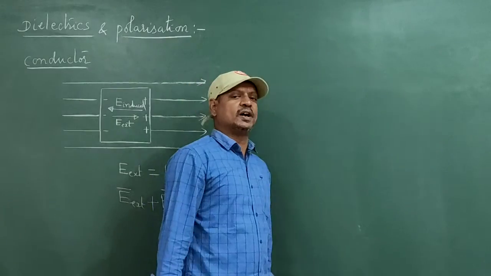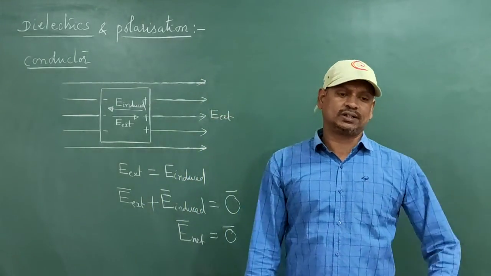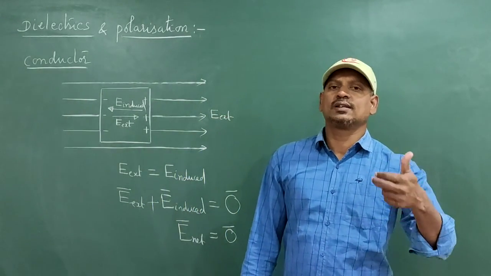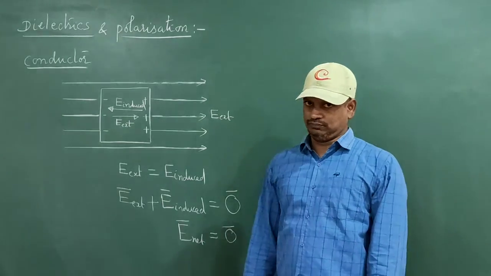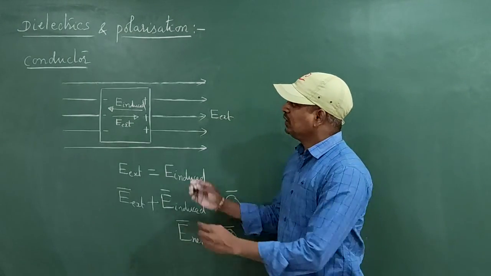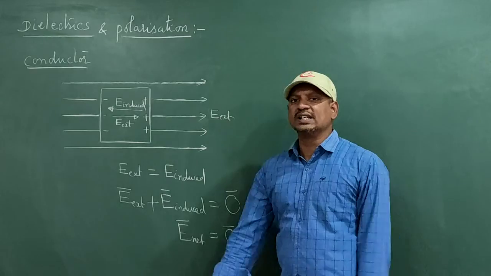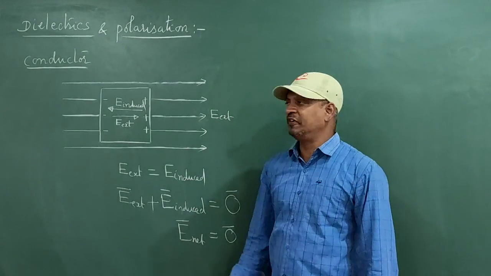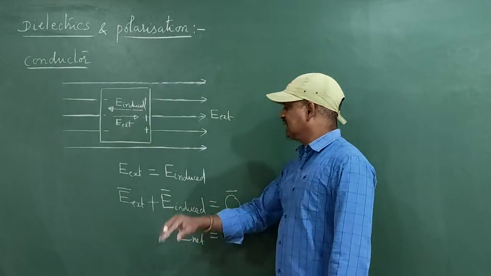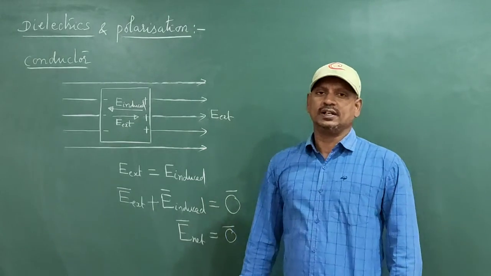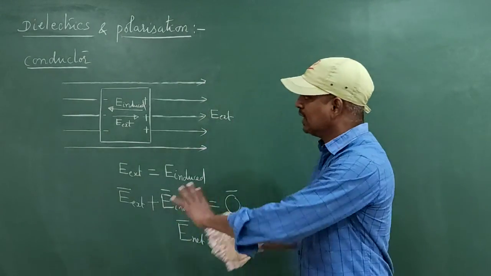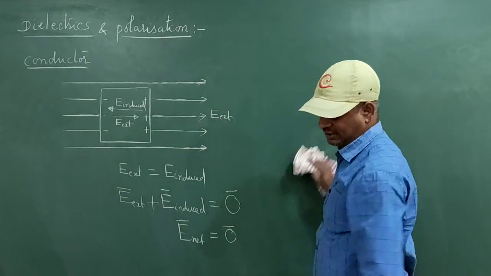We have already seen this point in the electrostatics of conductors. Inside any conductor, the electric field is 0. Even if you place the conductor inside an external electric field, the electric field inside the conductor is 0. Now this is about conductors.